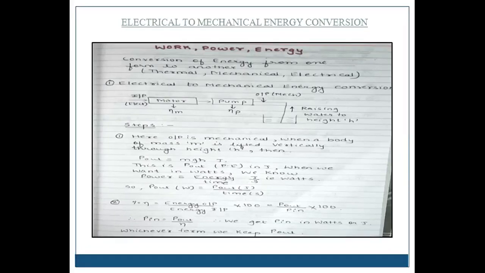Okay, once I calculate P out in watts, as I told you, efficiency data is given to us. What is the efficiency of the system? And we know efficiency is always output upon input, right? So if I'm keeping P out as mgh, that is joules, then with the help of efficiency, I will get input electrical energy. Okay. Now when I convert this output to power, how can I convert it to power?